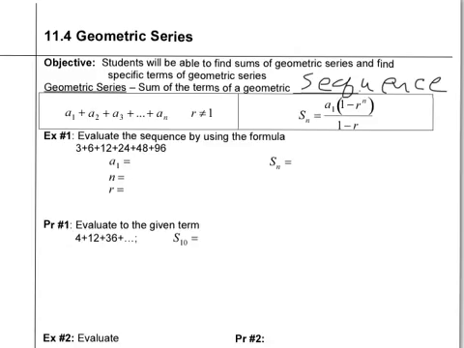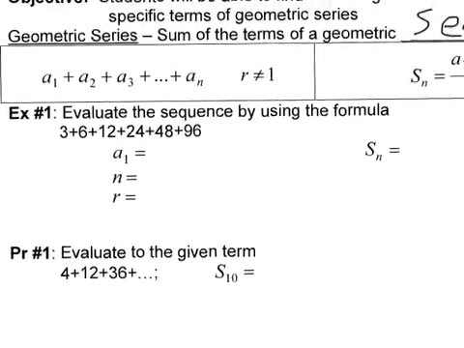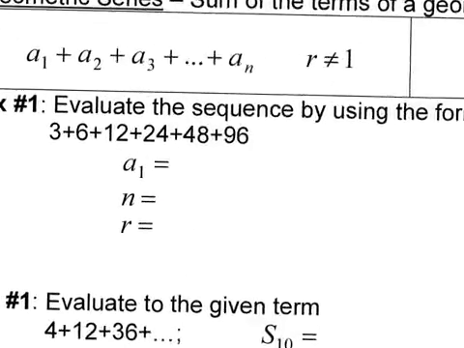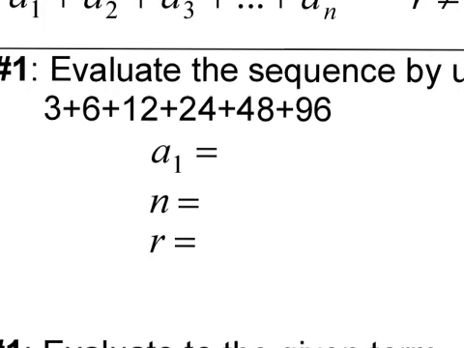So let's take a look at example 1. In order to use this formula, we need to know three things: a sub 1, n, and r. So let's see what we know. As we look at this series, my first term is obviously 3. My n is the number of terms, 1, 2, 3, 4, 5, 6, so that's 6. And my r is the common ratio. Well, what's happening here? 3 times 2 is 6, times 2 is 12, times 2 is 24, and so on and so on. So r is 2.